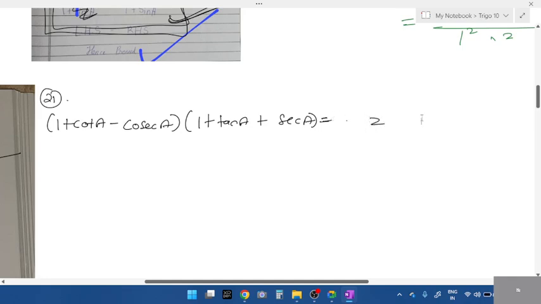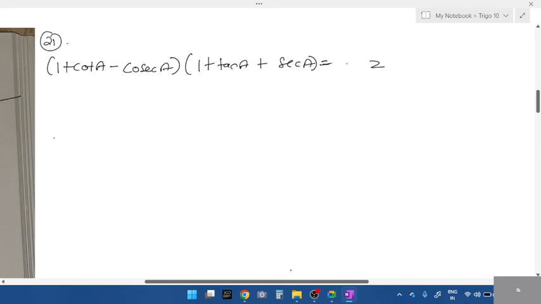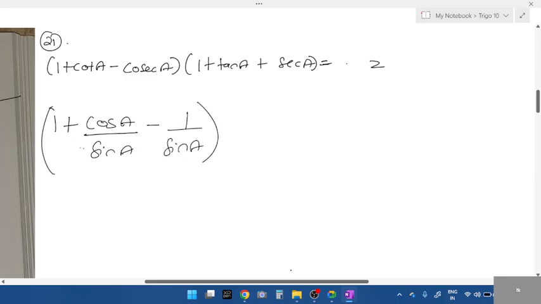Take LHS. 1 plus cot. What do you write cot, students? Cot can be written as cos A by sin A. Minus cosec is 1 by sin. The other one, does it have any denominator? No, right? Keep it as 1. Take LCM for all 3. If you don't know, wait for me, I'll do it. Take the other one, sin A by cos A.